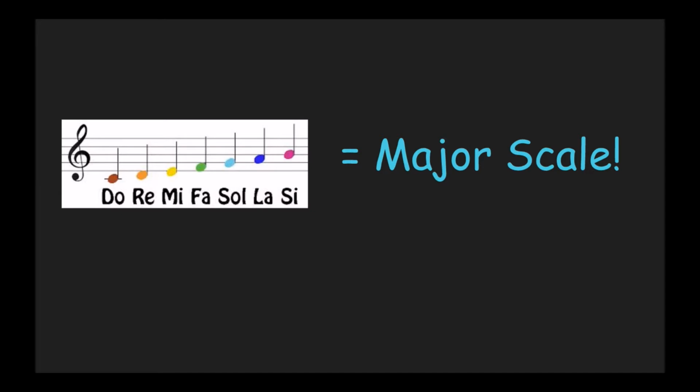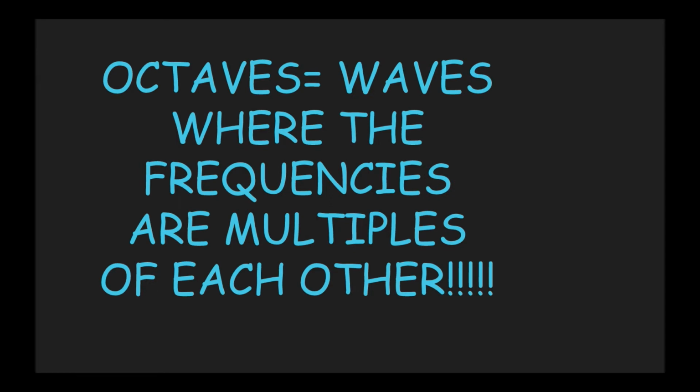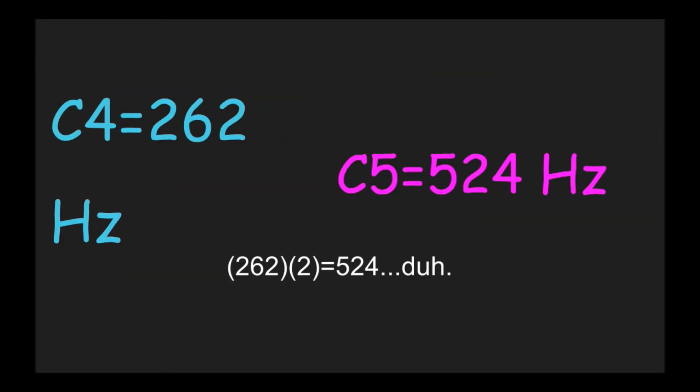I have asked my friend Sarah to help me with the demonstration. Okay, you've seen it, so now we can explore it. The reason the notes sound the same but higher or lower is because their frequencies are multiples of each other. For example, the 4th C note on the piano, middle C, has a frequency of 262 Hz, and the next C has a frequency of 524 Hz, double that of middle C.